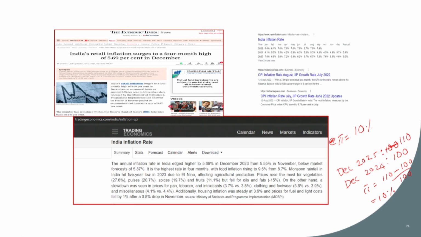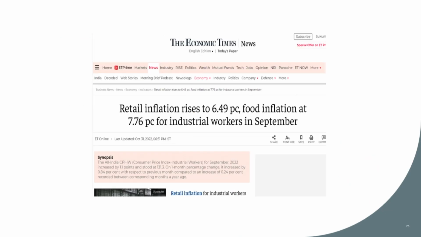Similarly, if you want to calculate it for November 2025, then the base you need to take is November 2024. So though we are reporting monthly, what we are reporting is annual inflation. Next month, suppose there is a slight change, you may get, for example, 11%. At that time, you need to take the respective month in the previous year.